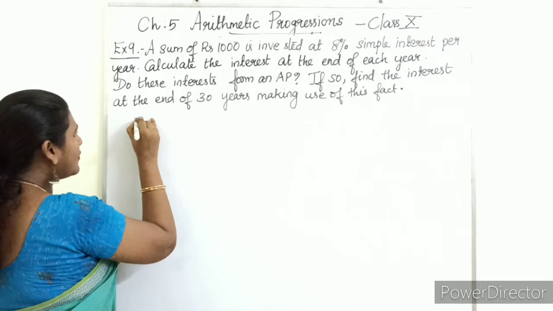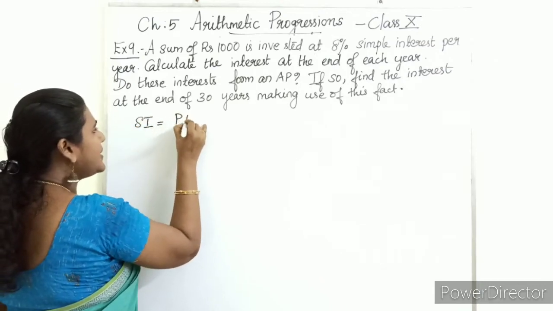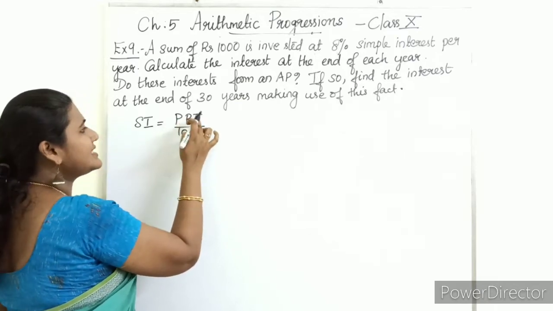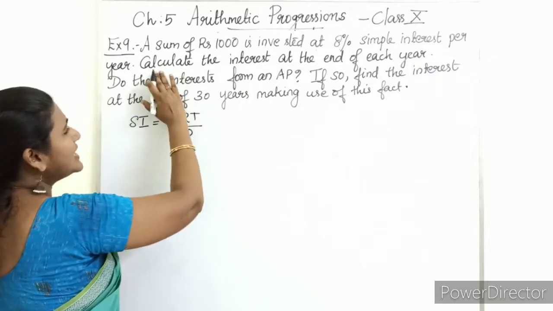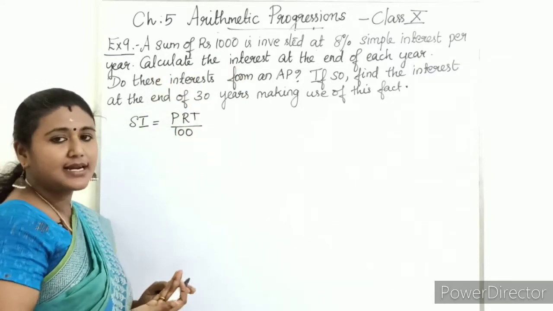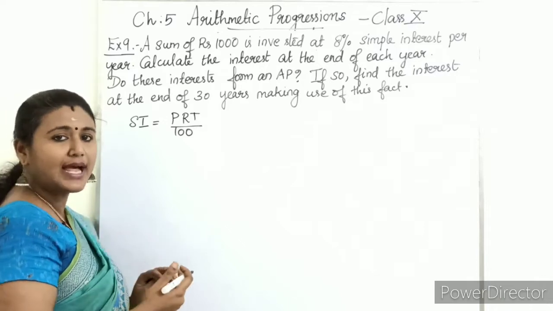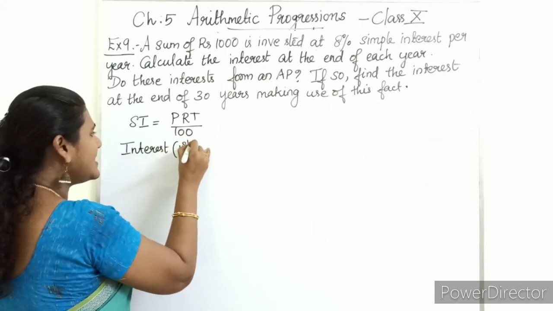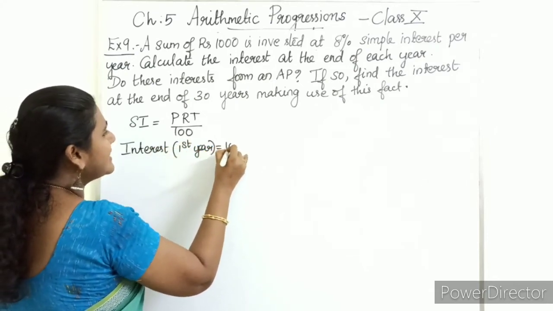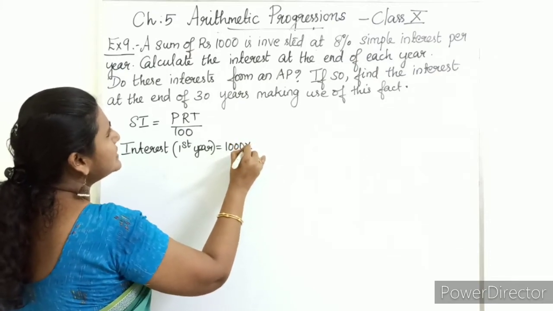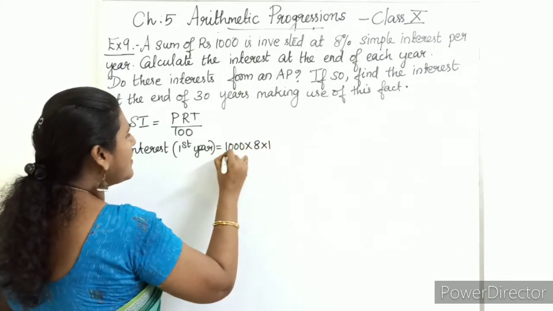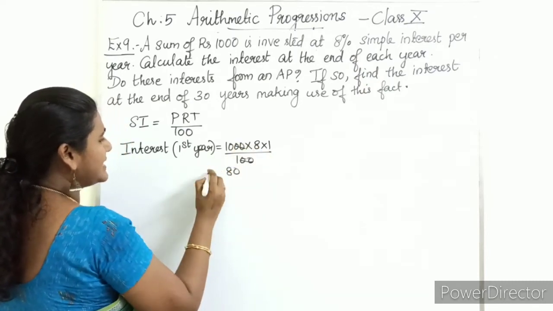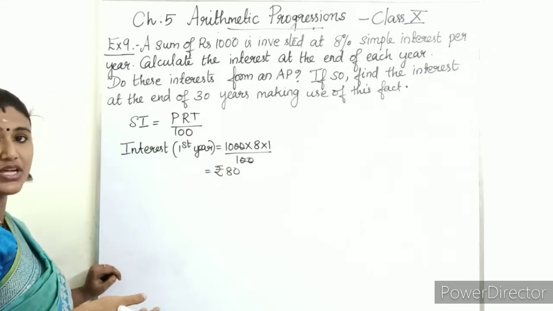So what is the formula for simple interest? Simple interest is PRT by 100. Here P is the principal amount, R is the rate of interest, T is the time. The first part is to calculate the interest at the end of each year, so first the interest at the end of the first year. The formula is P, which is 1000, into R, which is 8, into 1 by 100. When you calculate, we get ₹80. So this is the interest at the end of the first year.